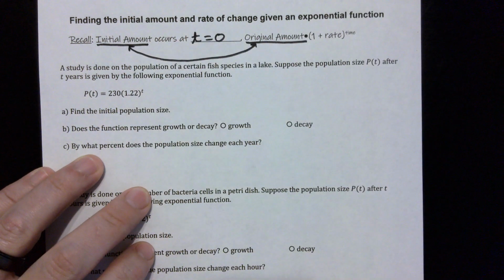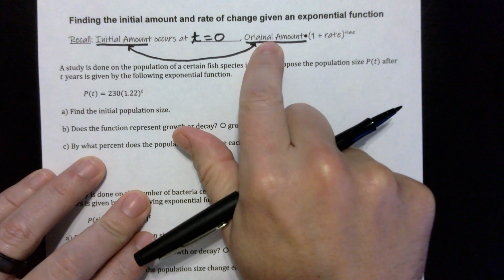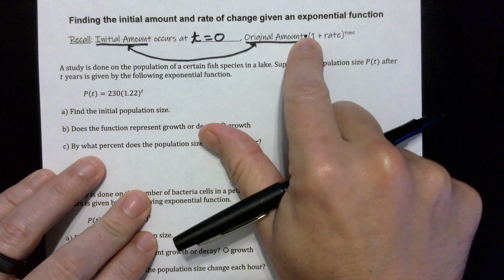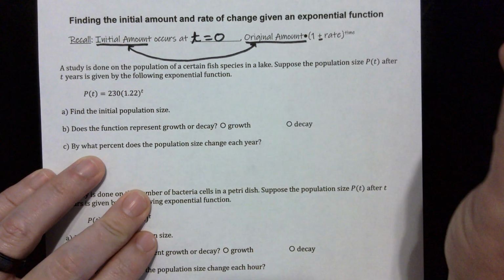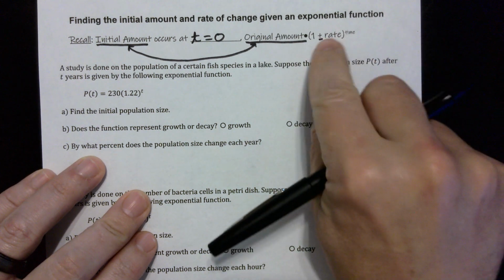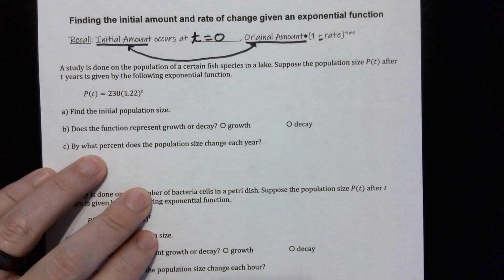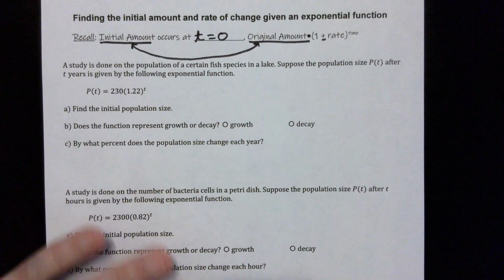Same thing. All right, so we're going to use the initial amount or the original amount times 1 plus, could be minus as well. Should put a plus or minus depending on if it's growth or decay, and then the time, which would be t, is up top.